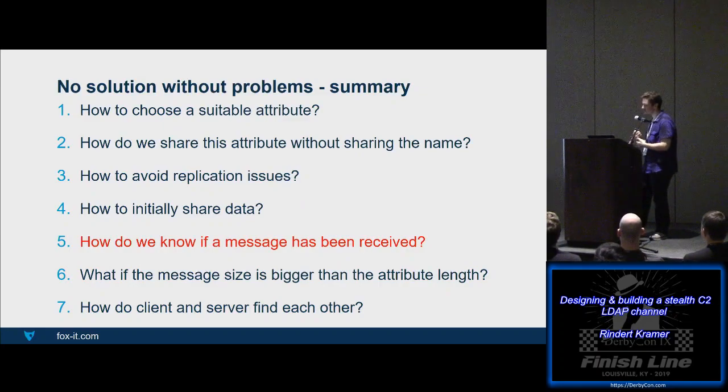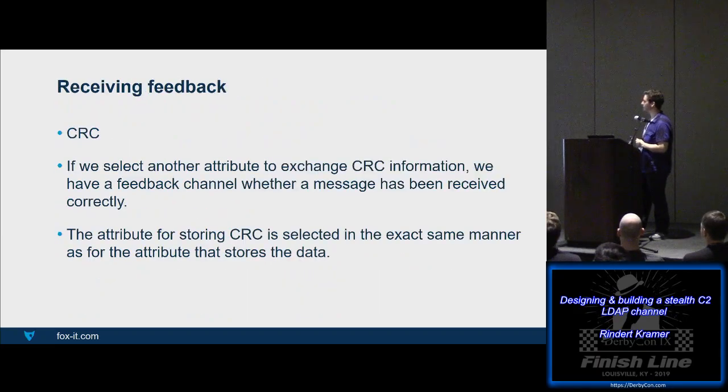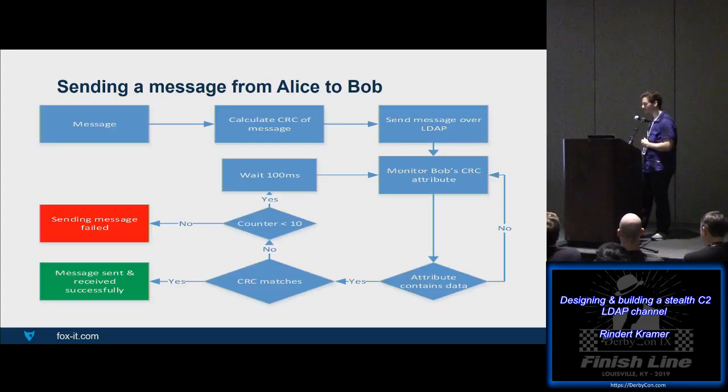So how do we know if a message has been received correctly? I chose to implement CRC for this whole protocol. Besides the data attribute that's used to transfer data between Alice and Bob, another attribute is selected that will contain the CRC checksums, and it is selected in the exact same way as the data attribute.